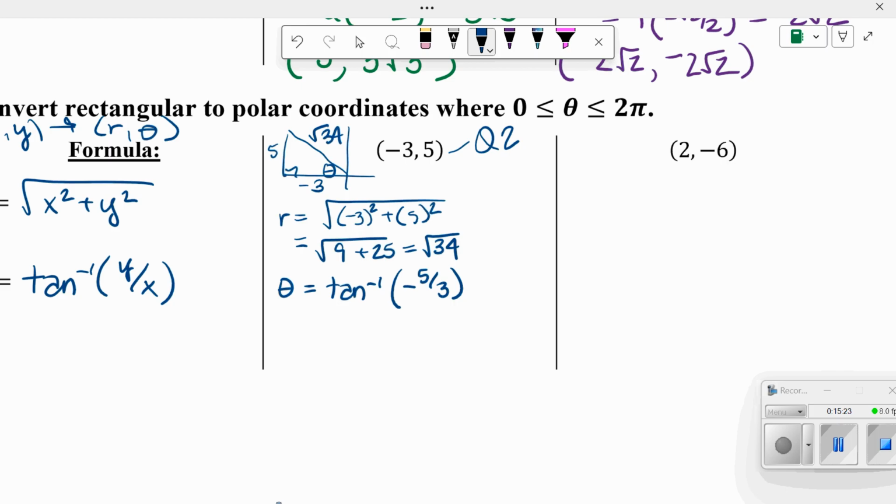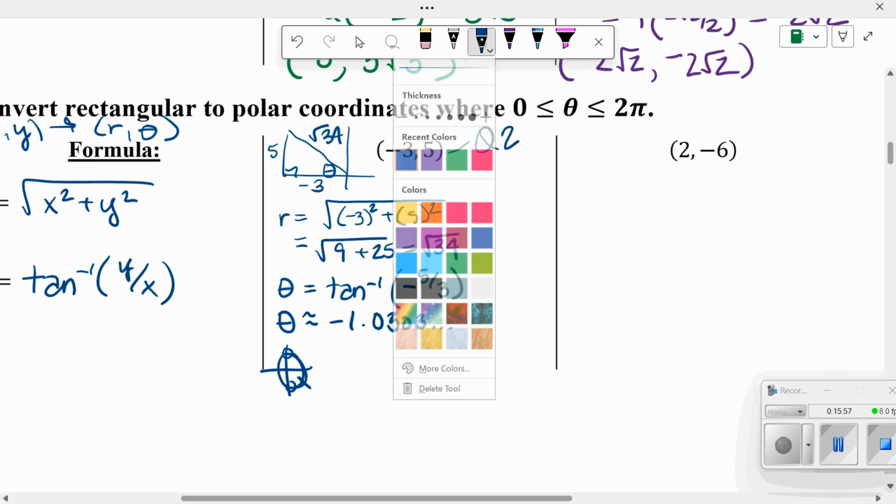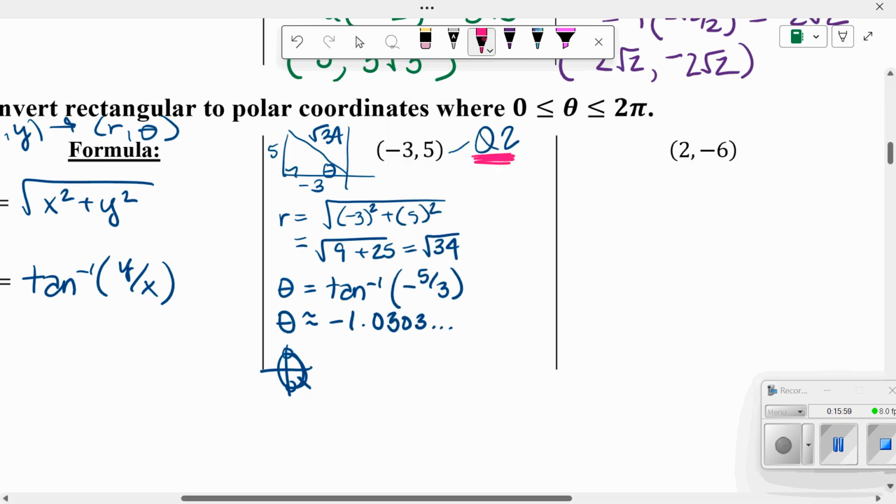Okay, grab your calculators. Make sure you are in radian mode and plug this in. When you do second tan and then negative 5/3, you're getting theta to be about negative 1.0303, on and on. Now we know tan inverse lives in quads 1 and 4 exclusive. So that negative radian puts me down here in quad 4, which is fine, except where was my point located? My point was located in quad 2, and this put me in quad 4.